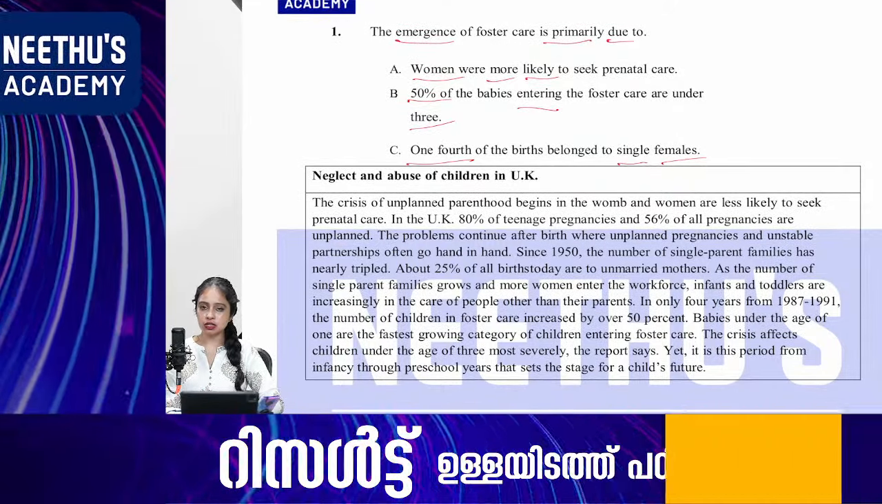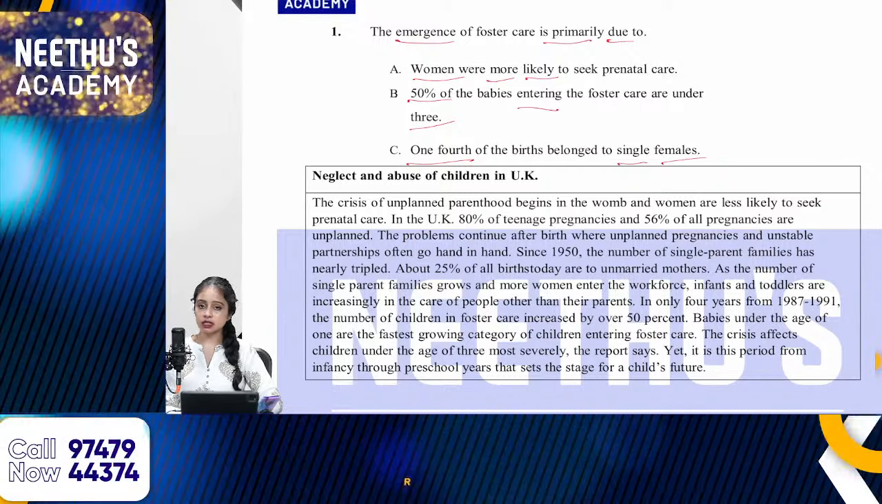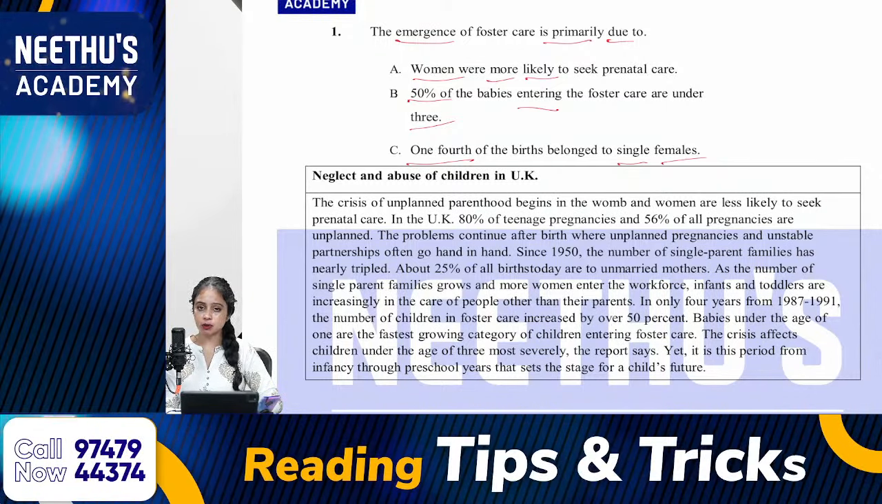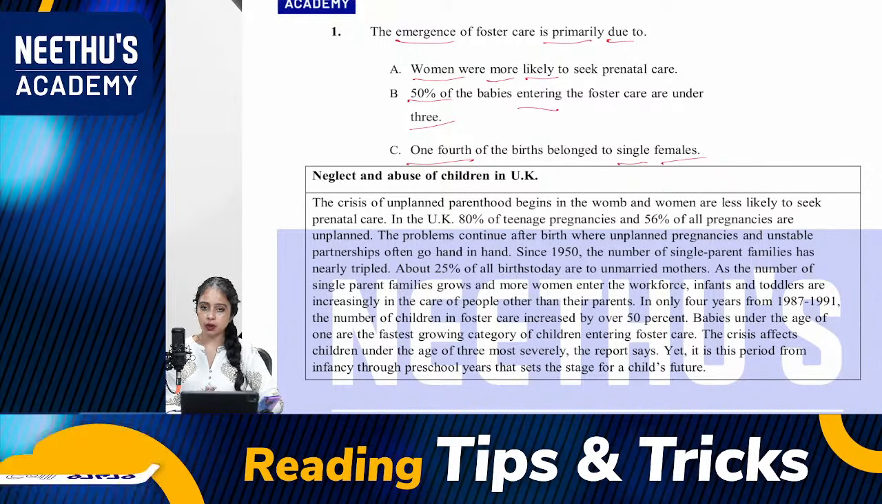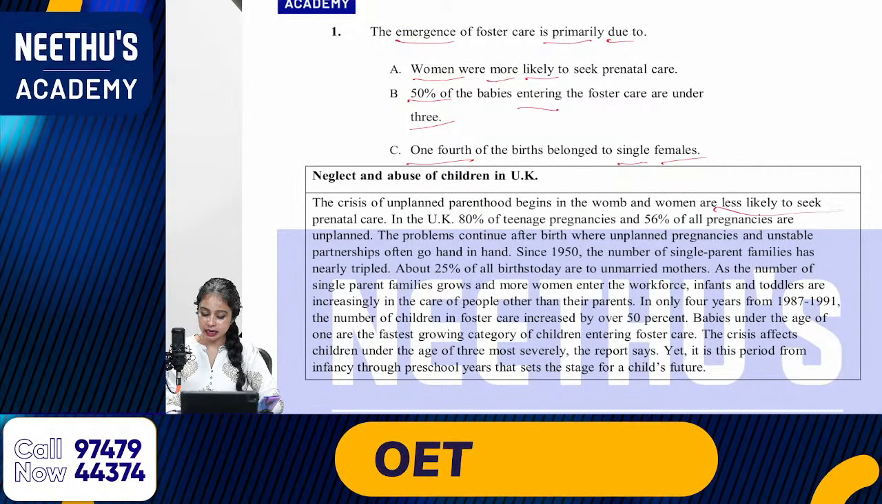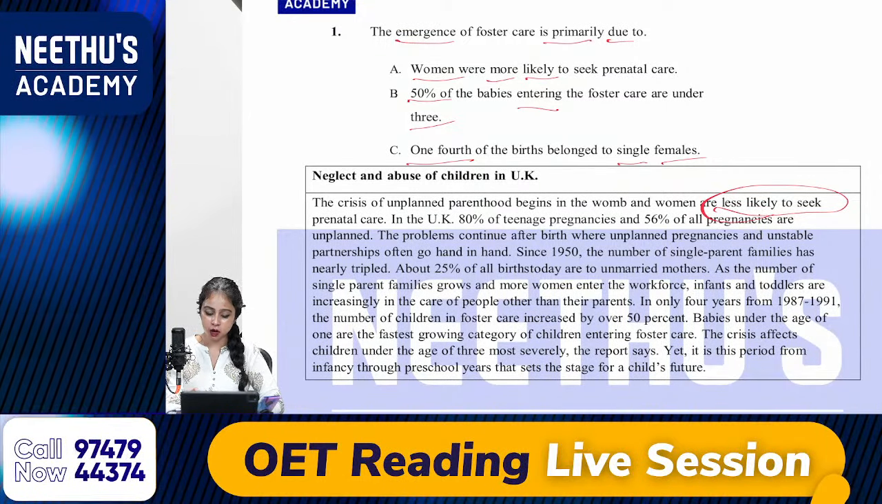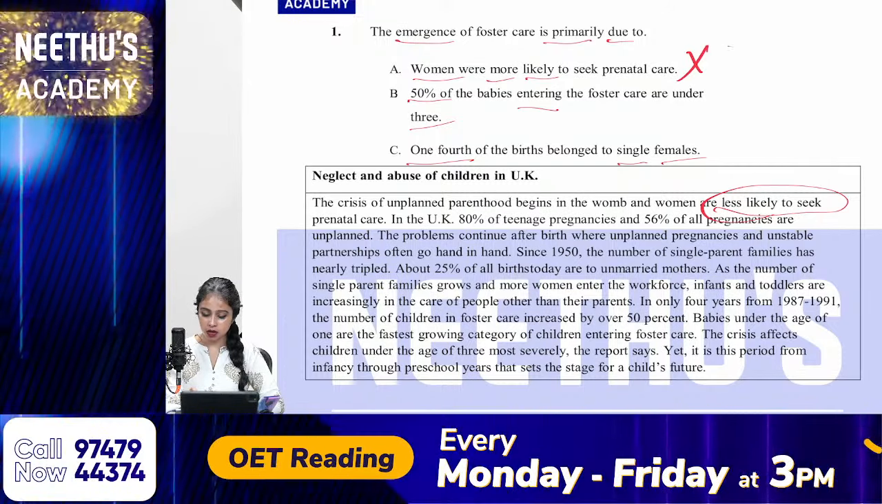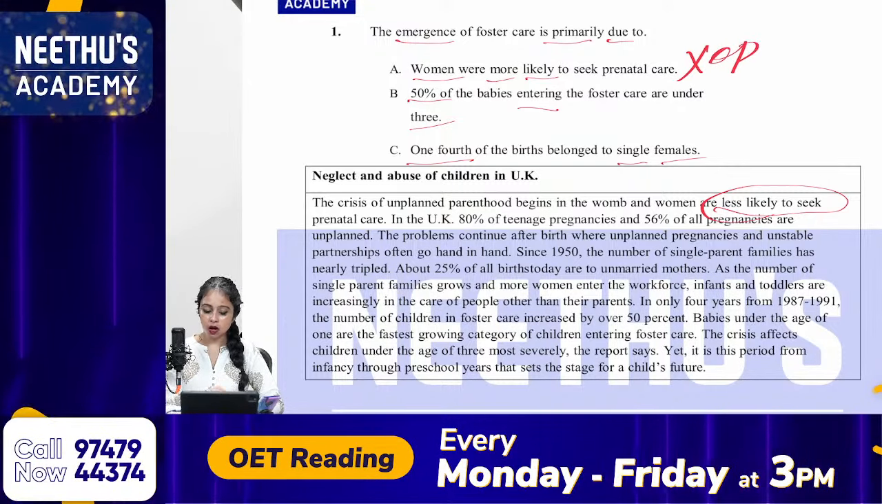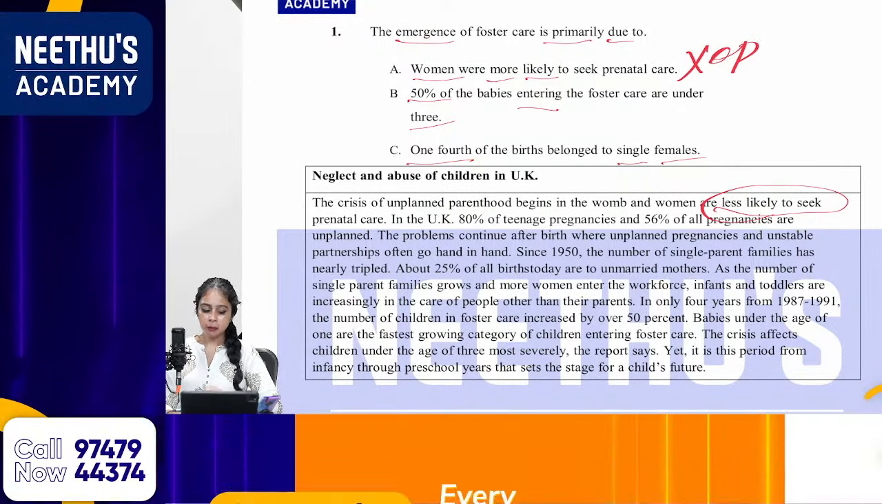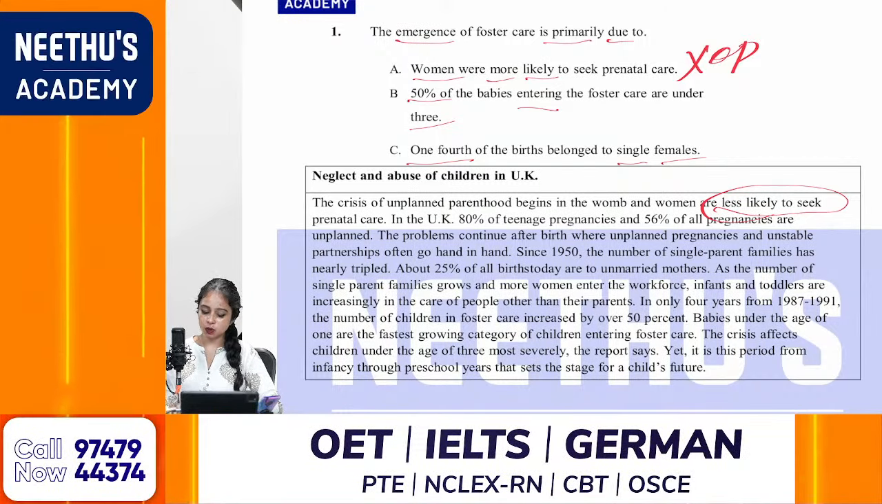Neglect and abuse of children in UK. The crisis of unplanned parenthood begins in the womb and women are less likely to seek prenatal care. So from the first line itself, we can eliminate option A because that is contradictory option or opposite option. So what is option A? Women are more likely to seek. No, they are less likely to seek prenatal care.